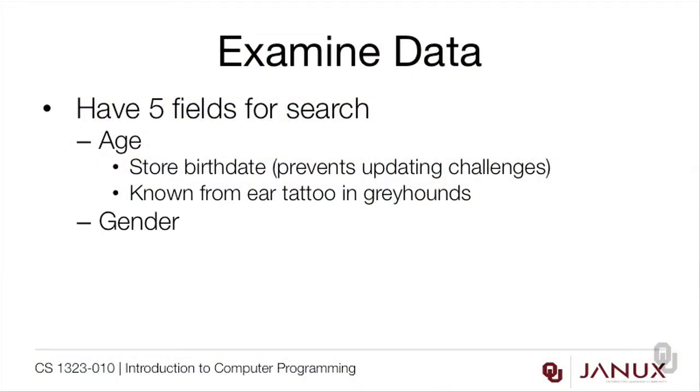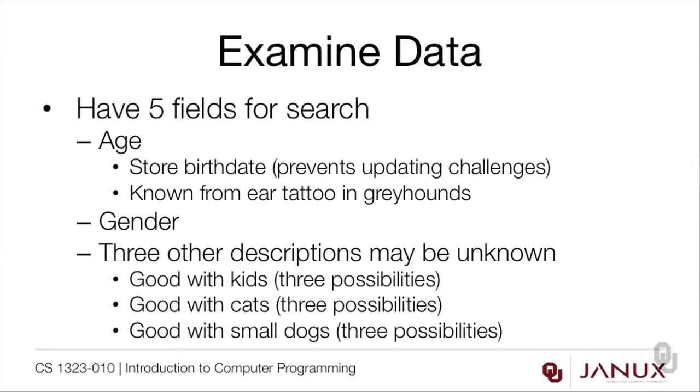Now, the gender is also known, and that data is pretty straightforward. We could put it in a Boolean because they are either male or female, and that's two choices. But we're just going to use a string for that. And then there are three other descriptors that we have to worry about. And that's whether they're good with kids, whether they're good with cats, and good with small dogs. These are things that most greyhounds are, but some greyhounds aren't. For example, my racing greyhound is not good with cats, so she couldn't go to a home that has cats. Absolutely not. Luckily, I don't have cats, so everything's okay.